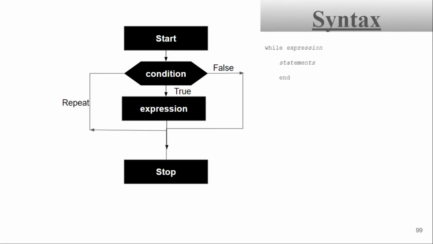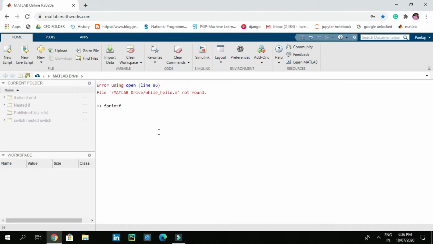So now here we have the flowchart and syntax for the while statement. In a while statement, it starts, then it checks the condition. If the condition is false, then it directly goes to stop. If the condition is true, then it executes our expression and it again goes to repeat and continuously does the same thing. When that condition becomes false, then it stops. So here we have the syntax for while. First we add our while and then the expression for the while loop, and then the statement, and then we end our while.